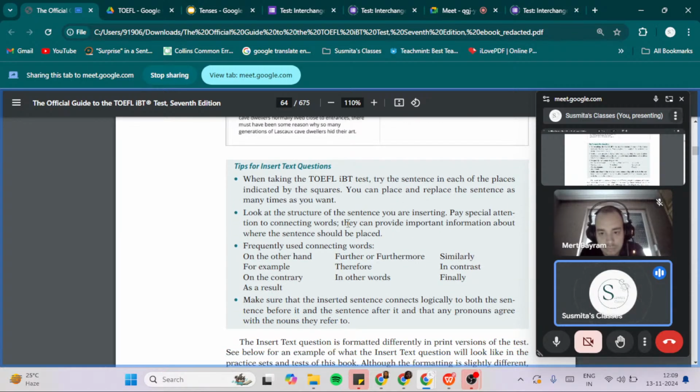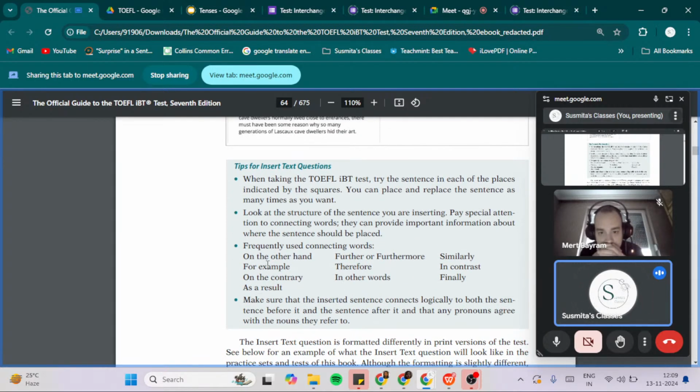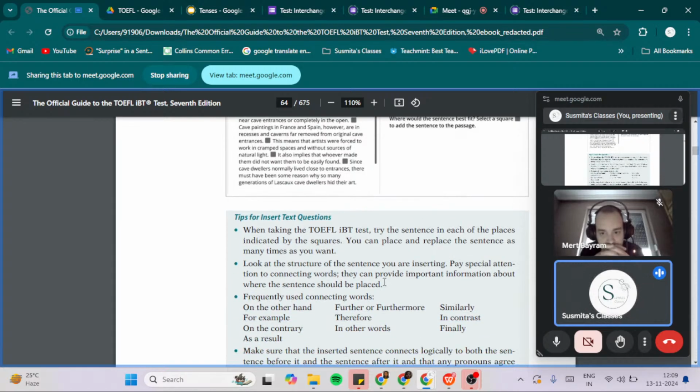Now look at the structure of the sentence you're inserting. The way I told you, it starts with this over here, so we understand it's an example. We can't put it at the start, and we can't put it at the end either, because the end should always have words like finally, as a result, therefore, since. All these come to conclude the paragraph. So that is how we can understand where it would go.